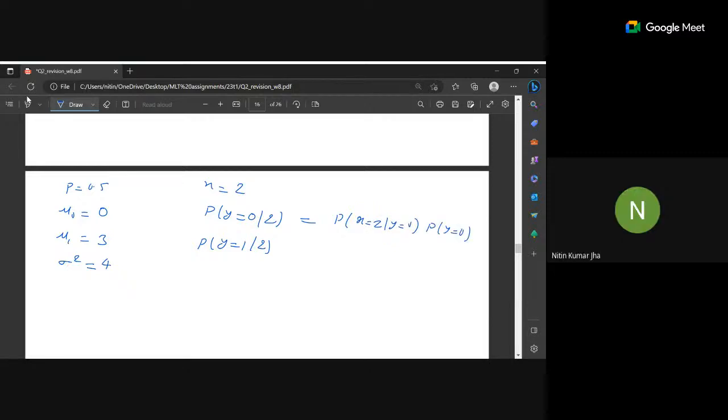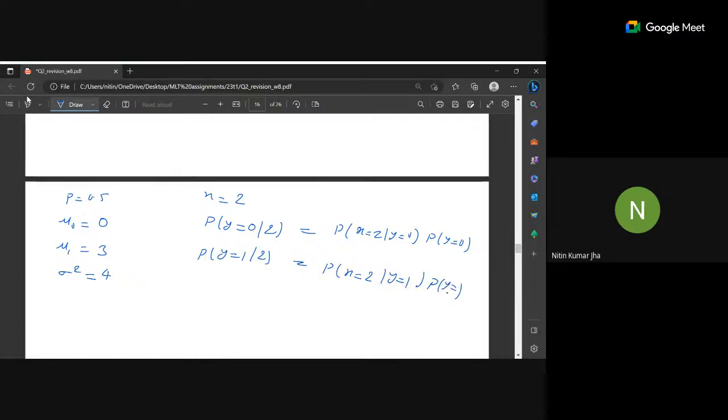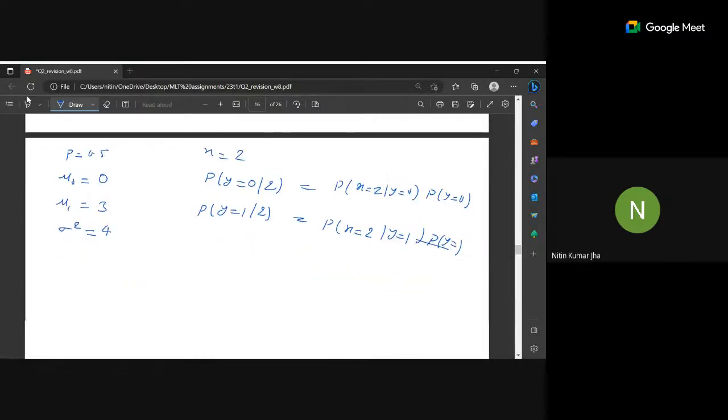And I'm avoiding the denominator term because it's going to be the same again. So here, again, we will find P(x = 2 | y = 1) times P(y = 1), right? And this we know, this is 0.5. And so what is this?